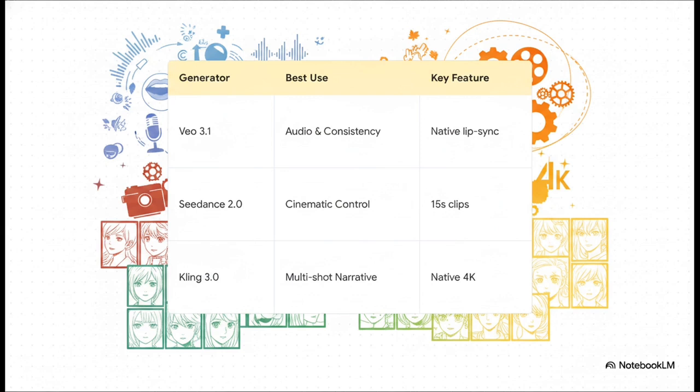Google's Veo 3.1, that's your safest all-rounder, and it boasts incredible native lip sync and audio. If you want pure cinematic control, ByteDance's Seedance 2.0 lets you dictate super detailed camera movements. And for a multi-shot narrative, Kling 3.0 is giving you native 4K with highly realistic human faces.